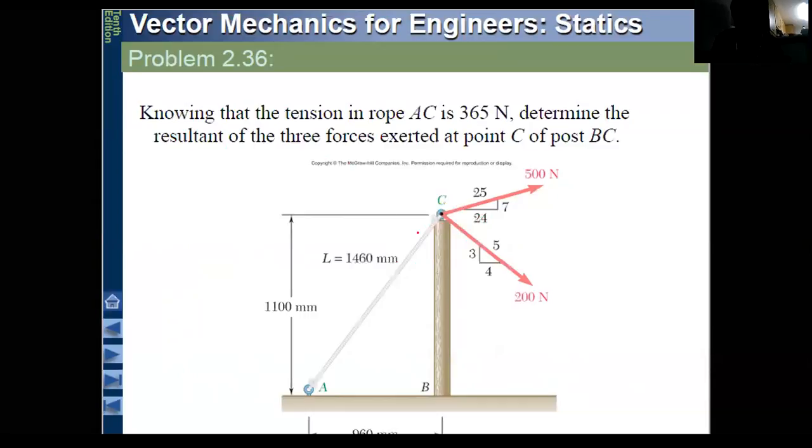Well, we know the magnitude of all three. This is 500, 200, and this one is 365 Newton. And well, here we have slope. We can show the slope of a vector, but with this indication, it means that if you have a vector in this direction with length 25, then you can decompose it into two vectors in two perpendicular directions by the amount of 24 and 7. And same here.